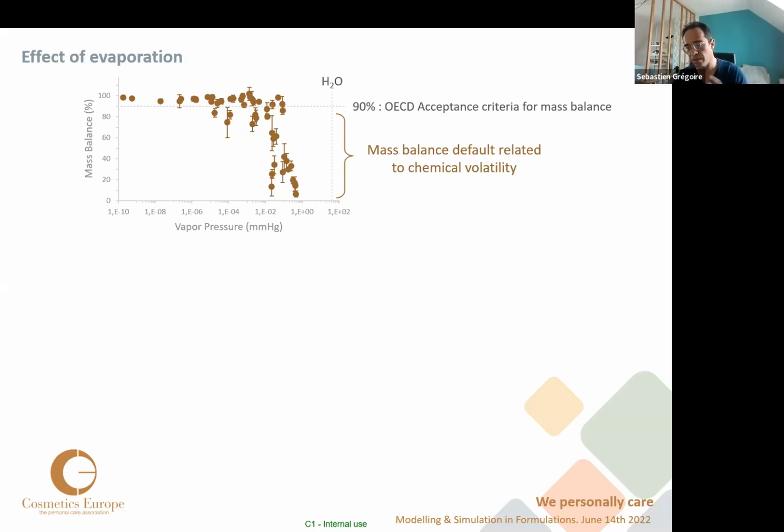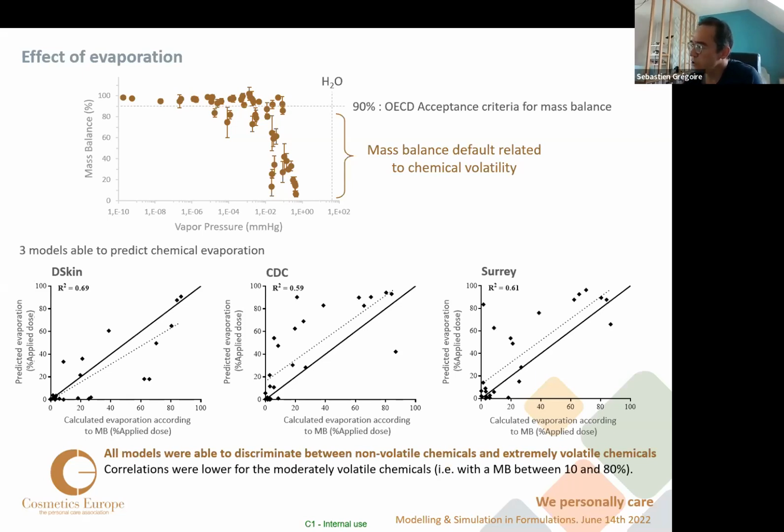So the idea was to know, at first intention, if the models are able or not to predict the chemical volatility. Of the 5 different models, 3 were able to predict the chemical evaporation, and here it's reported the predicted evaporation as a function of the estimated evaporation. The estimated evaporation was the difference from the mass balance at 100%. As you can see, more or less the models are able to discriminate between non-volatile chemicals, which are reported here, compared to the very highly volatile chemicals, but the correlation was not so good.